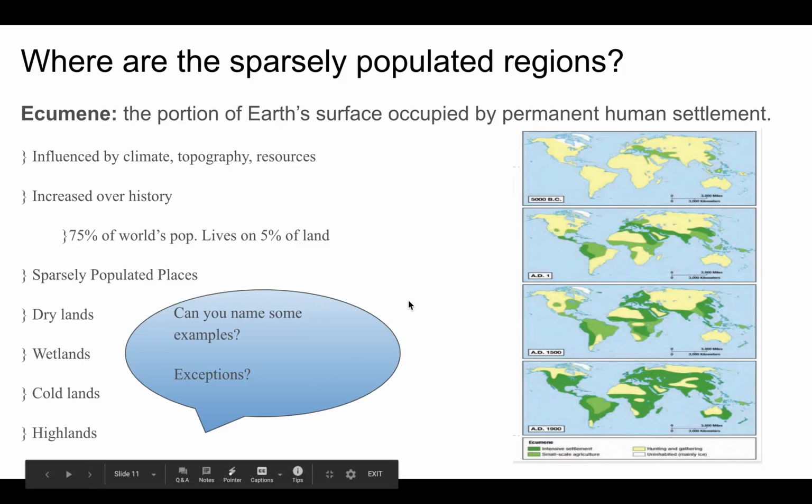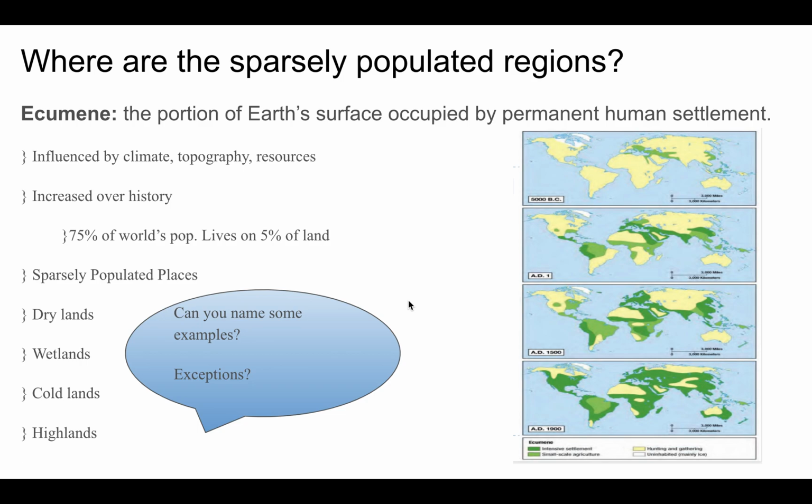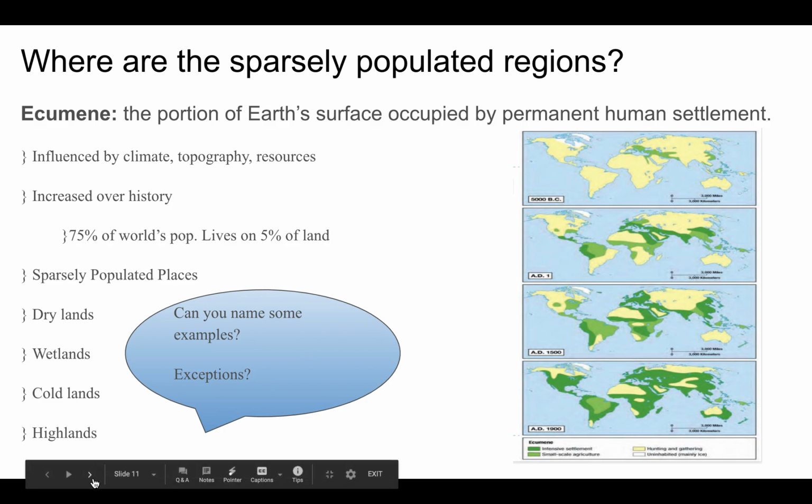Okay, again, ecumene is permanent human settlement, and we just talked about how it's influenced by climate, topography, and the availability of resources. It has increased over history. I already stated that 75% live on 5% of the land, and think about how the first human inhabitants always followed water routes, rivers. So when we look at population distributions around that 5%, most is going to be found near a water source, specifically a river. And then we also have sparsely populated areas, which I've already mentioned.